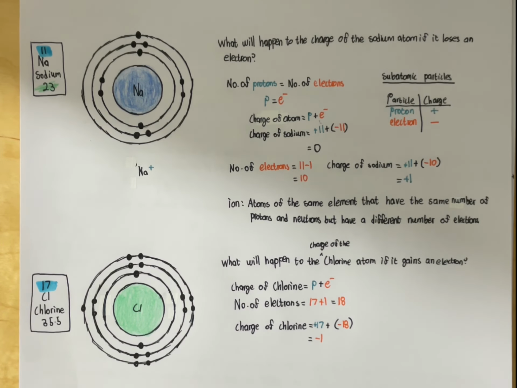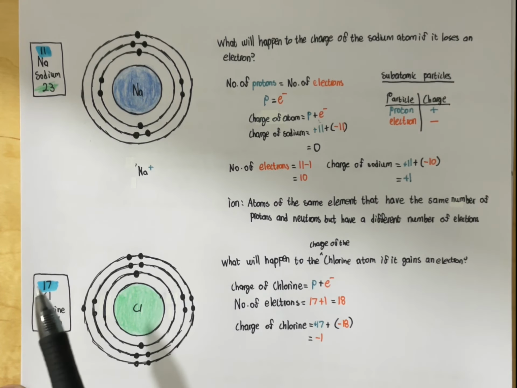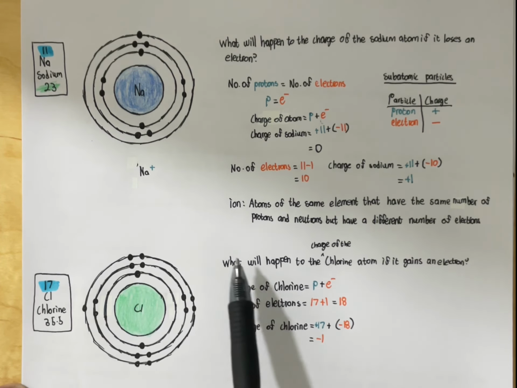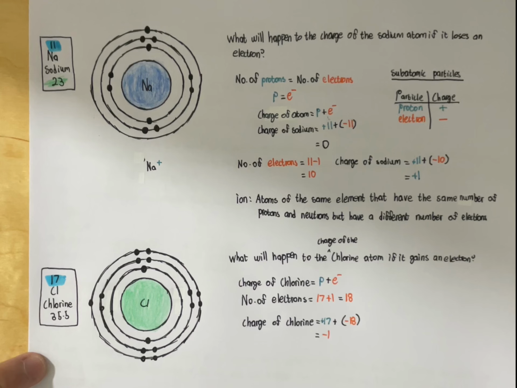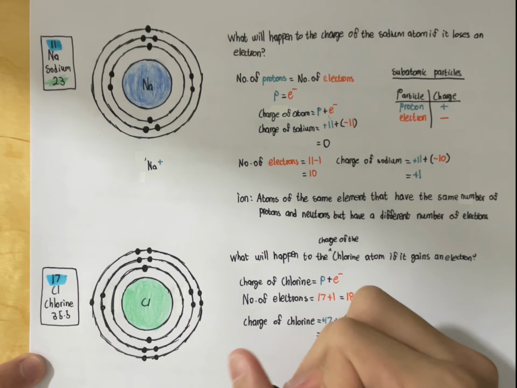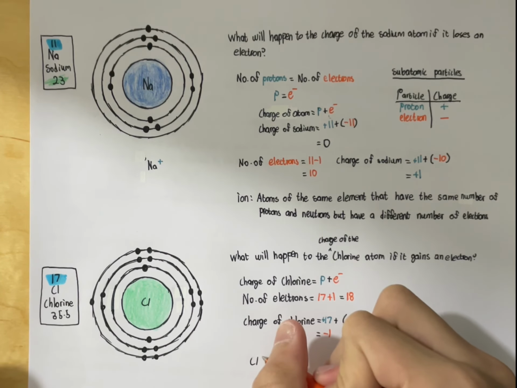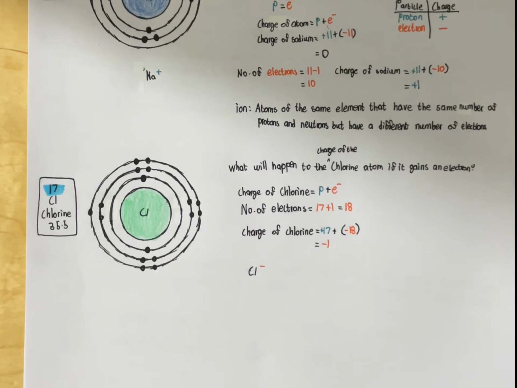For the sodium, since its charge is positive, it's a positively charged ion. So a general rule of thumb is that if an atom gains electrons, its charge is going to be negative, and if an atom loses electrons, its charge is going to be positive. So if we would like to write this down, it's just going to be Cl minus. Remember, we don't have to write the 1. You could, but I don't see a point. Cl minus.